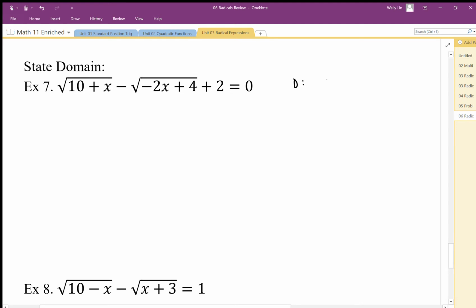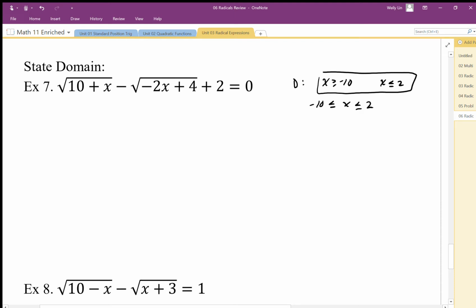So x is going to be greater than or equal to -10. Here, x is going to be less than 2. If we have x equal to 2, we end up with 0. Now, if we let x equal 3, we end up with a negative, so we have to have x less than 2. Then our domain restriction, when we put these two together, is x bigger than -10 and less than or equal to 2.